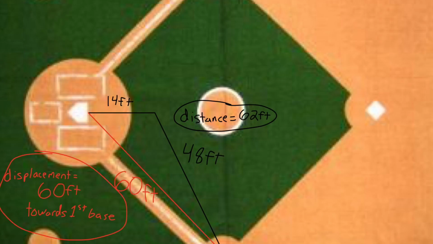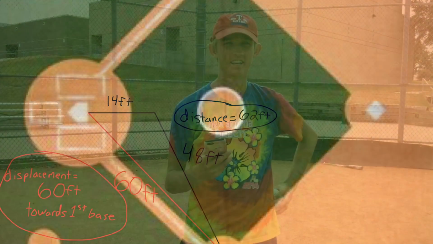Distance is a scalar quantity that refers to how much ground an object has covered, while displacement is a vector quantity that is the object's overall change in position. The distance it traveled was 62 feet because it traveled 14 feet plus 48 feet in a different direction, which is 62. The displacement is 60 feet towards first base because it started at home plate and ended at first base, and you just measure the distance from the start point and the end point, which is 60.